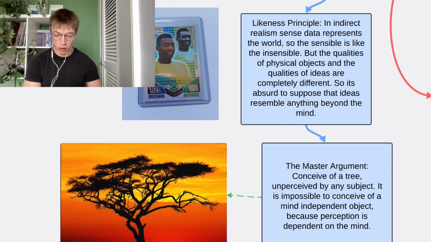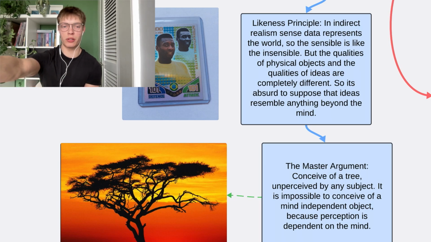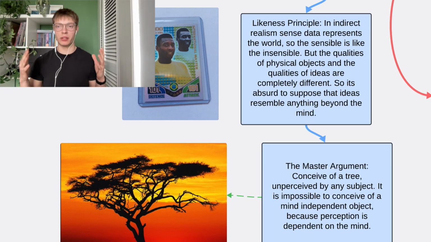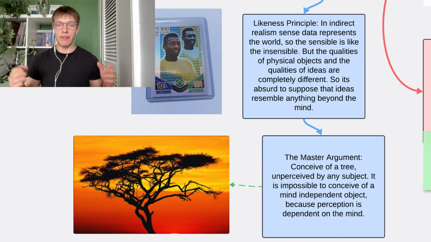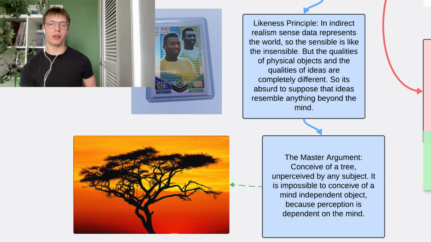And so it's absurd to suppose that ideas resemble anything beyond the mind. How can they be a replica of external objects when they have none of the same properties? Because we know a good replica should have lots of the same properties. If it has none of the same properties, it's not even a replica. It's not even a copy. It's not even a resemblance at all. And that's the likeness principle.